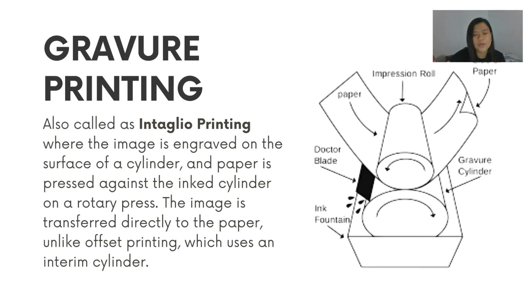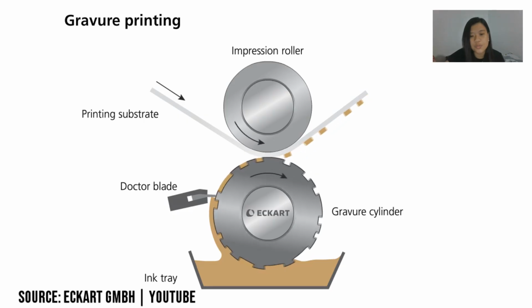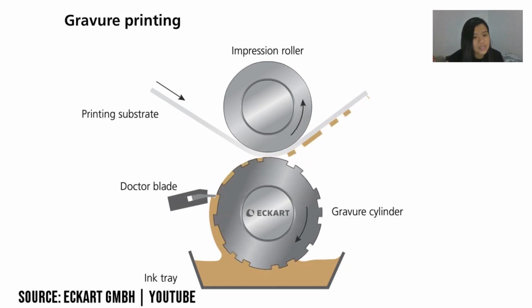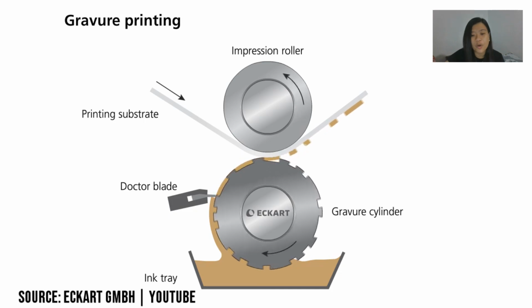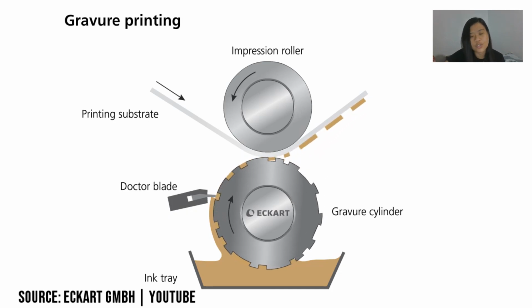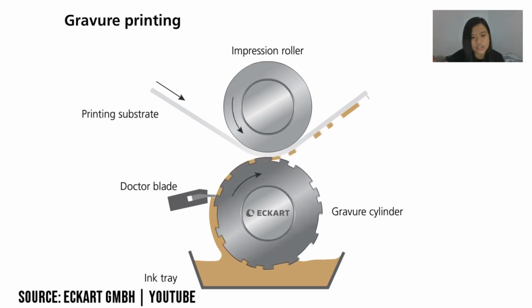And the second type of basic printing method is gravure printing, also called intaglio printing, where the image is engraved on the surface of a cylinder and paper is pressed against the ink cylinder on a rotary press. The image is transferred directly to the paper. This printing process produces high-quality images but is also expensive and requires intensive labor. The setup cost and the cost of engraving the cylinder are quite high. Gravure is only cost-effective for long runs.